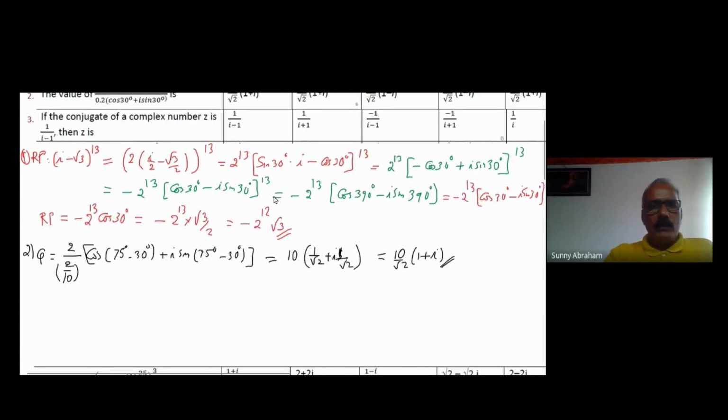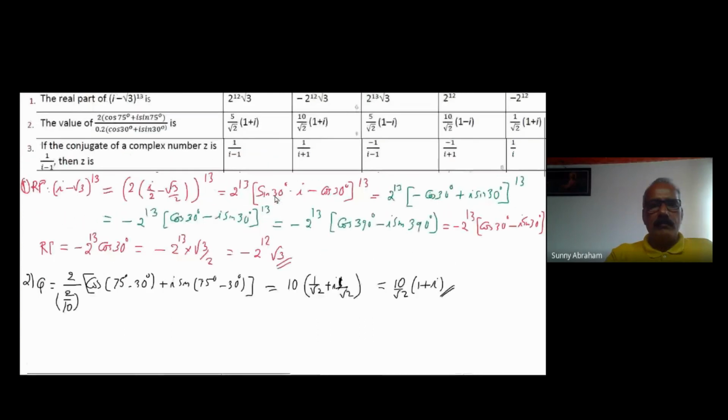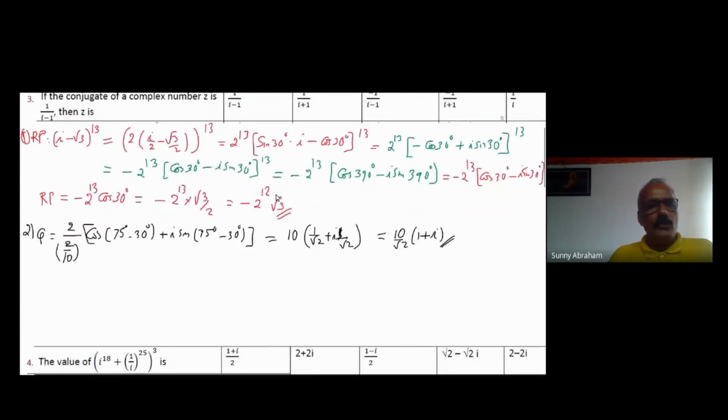Now on to the third question. This is the third question. The conjugate of 1 by iota minus 1. How do we find out the conjugate? Change the sign of iota. It is 1 by minus iota minus 1. Take a minus sign. So it is minus 1 by 1 plus iota. That's the answer. Minus 1 by 1 plus iota.